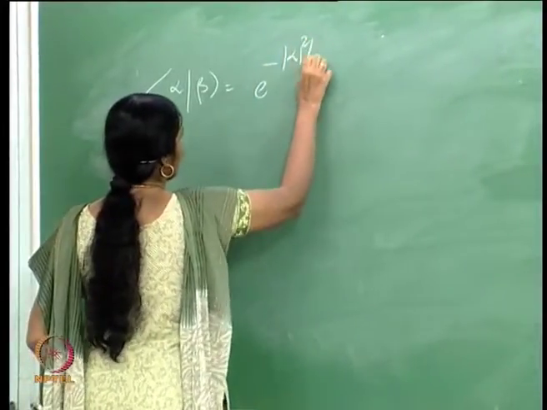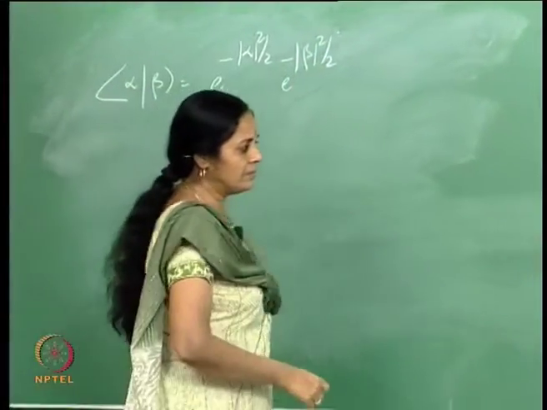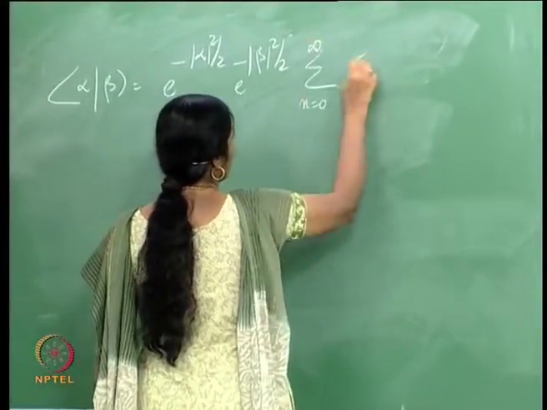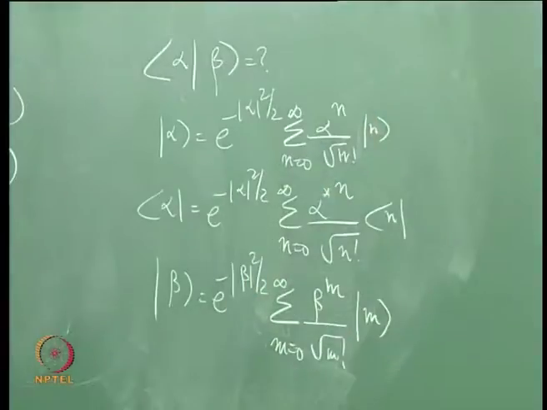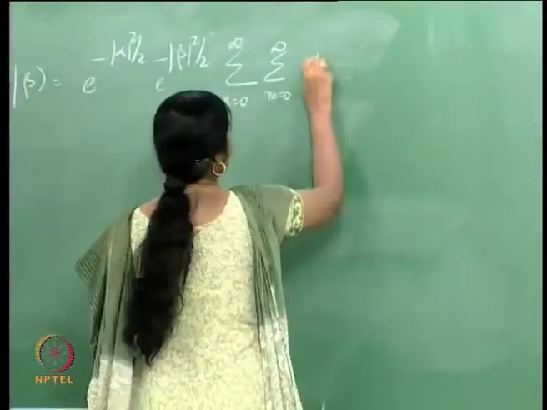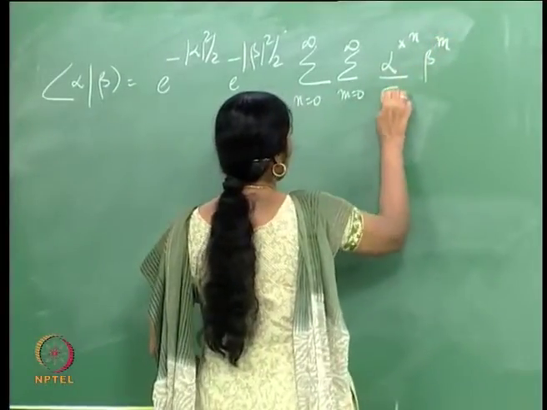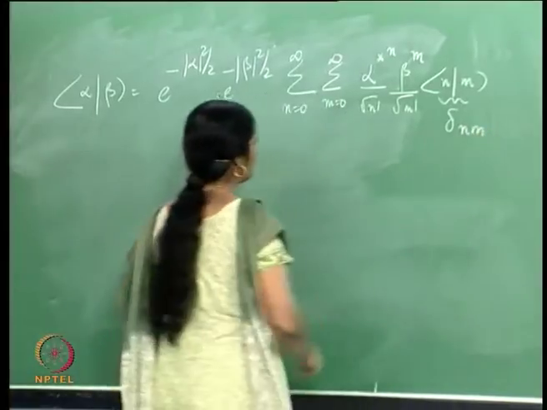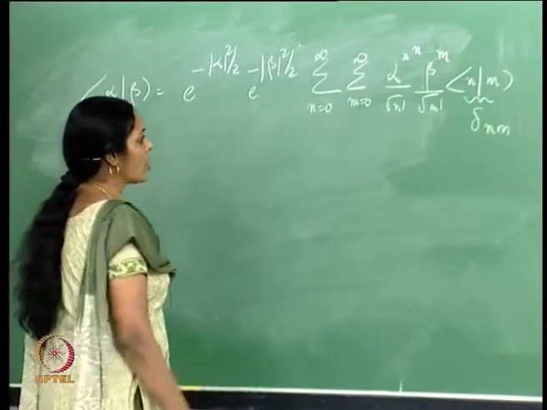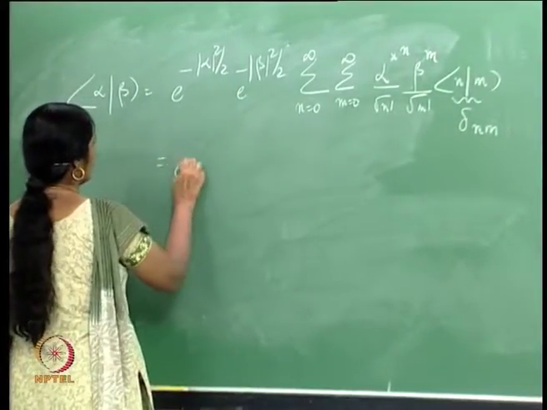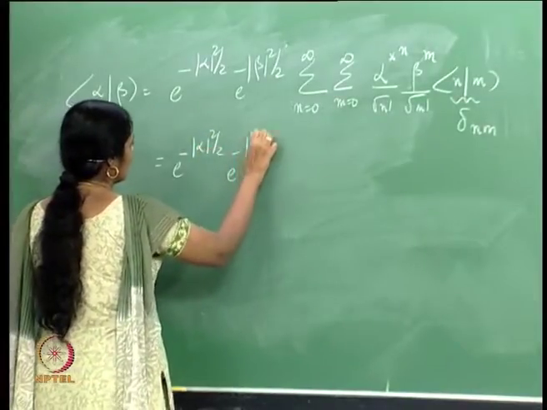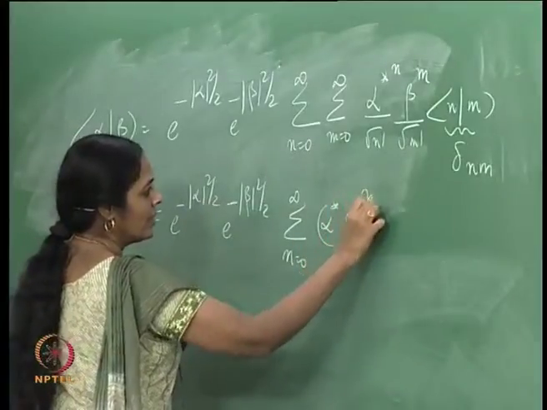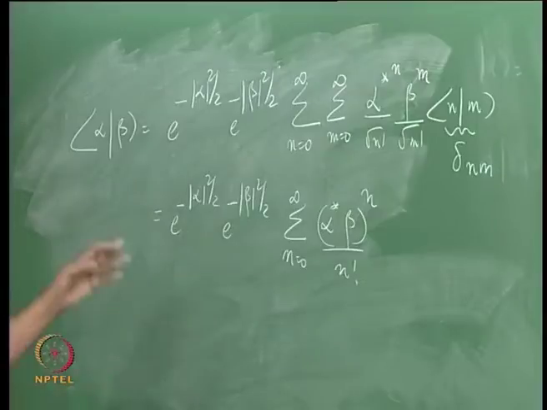So, this has an e to the minus mod alpha squared by 2, e to the minus mod beta squared by 2. There are two summations. And since there was a bra alpha, there is an alpha star to the n, beta to the m by root n factorial, root m factorial, bra n ket m, and as before this gives me a delta nm, which means I can remove one of the summations and perhaps replace all m's by n's. Alpha star beta to the power of n by n factorial, and that is all I have. I need to simplify this.